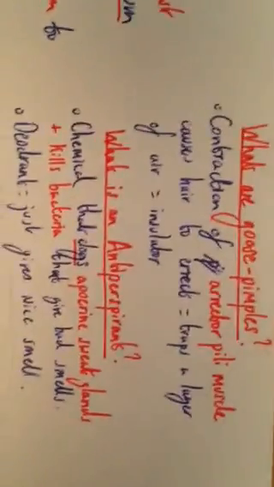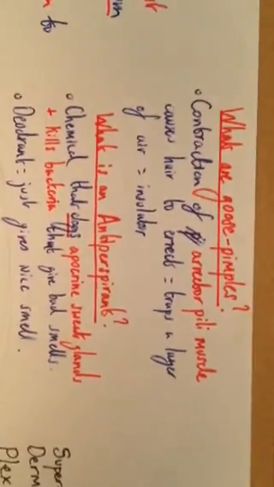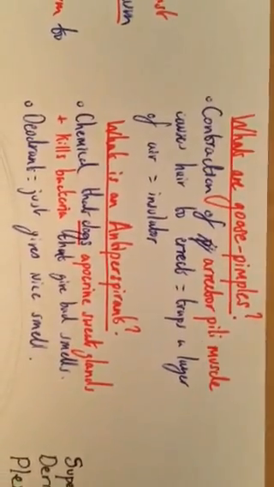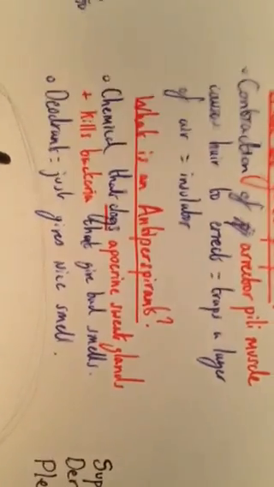Cool. Now I'm going to put some quick things here. What are goose pimples? Goose pimples are the contraction of erector pili muscles, which causes hair to erect and traps a layer of air, which is an insulator. What is an antiperspirant? It's a chemical that clogs apocrine sweat glands and kills bacteria that give bad smells. Deodorant, on the other hand, just gives a nice smell.